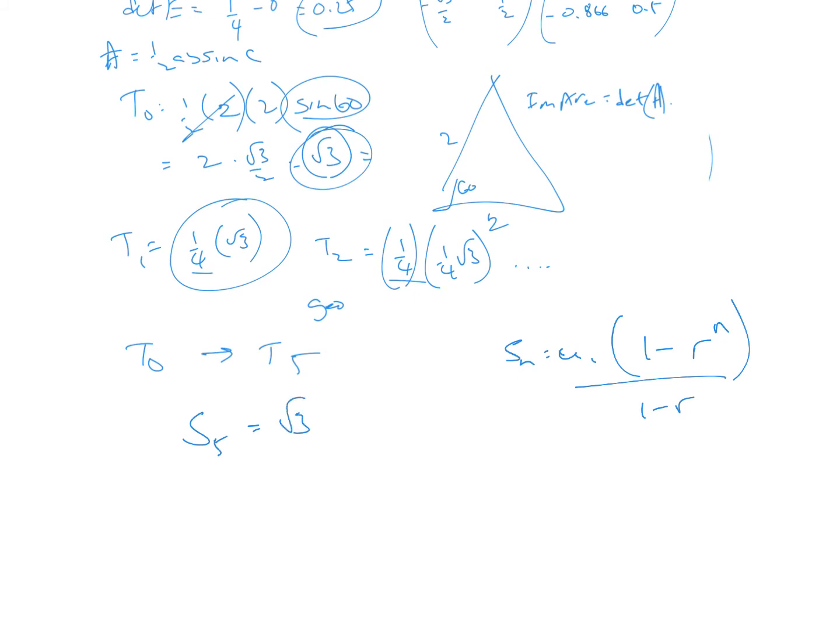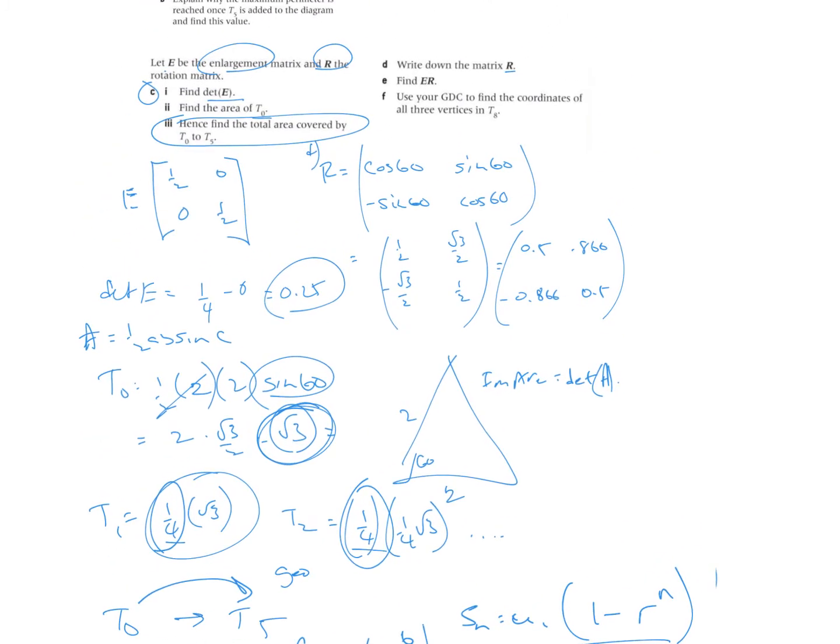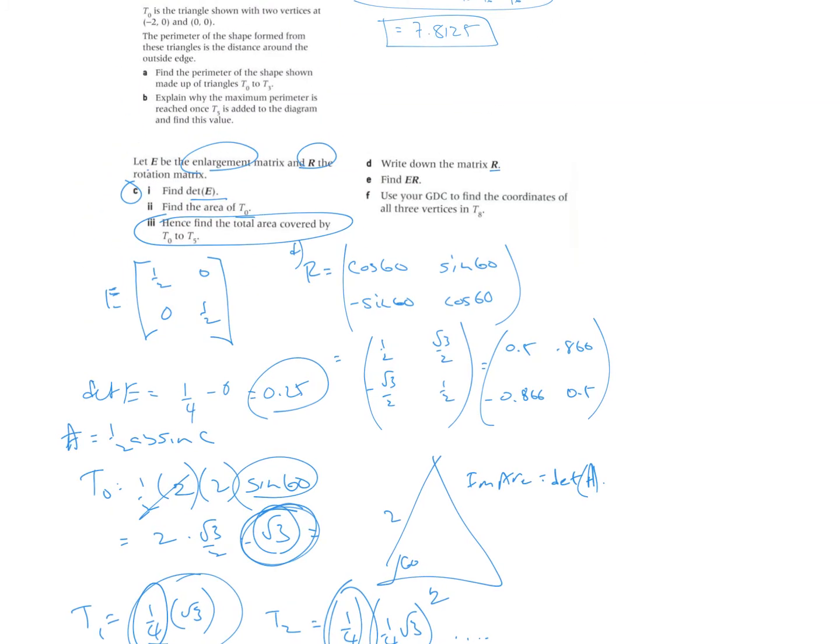u1 is square root 3, because this is the first term. 1 minus, well, 1/4 is r. And there's going to go from here to here. That means there's going to be 6 multiplications of 1/4 in total, over 1 minus 1/4. And if I just do this, I end up with 2.31 as my total area of the figure. Okay, so moving along here.